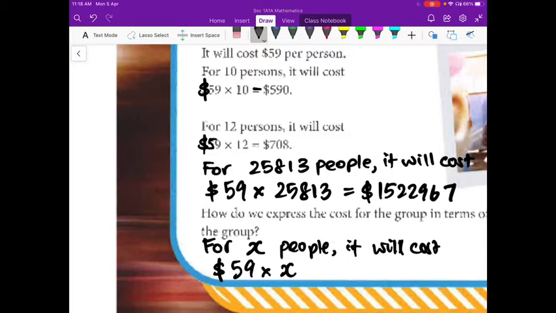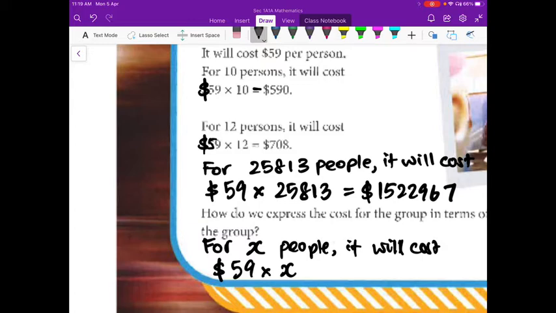Now, anybody needs further explanation of why it is 59 times X? Anybody needs more explanation? So what happens if there are Y number of people? How much will it cost? Doesn't matter. 59Y, right? How much will it cost if there are A number of people? 59A, okay. So now I'm going to go down the line. I'm going to tell you the number of people and you tell me how much is the total cost, okay?